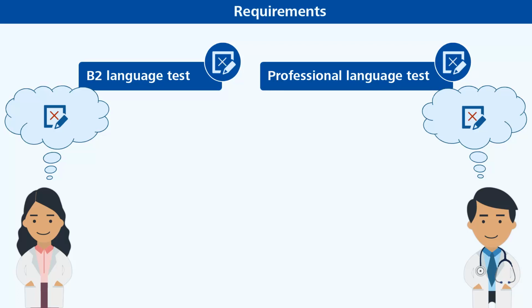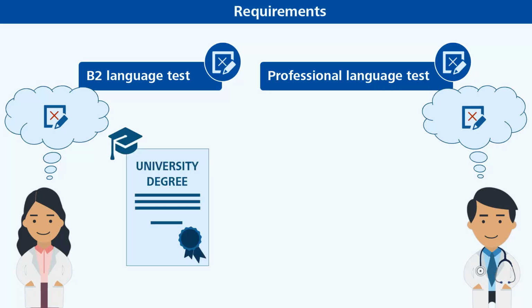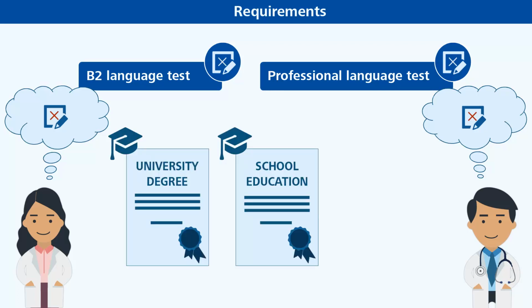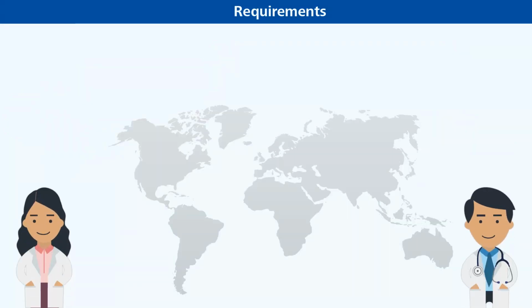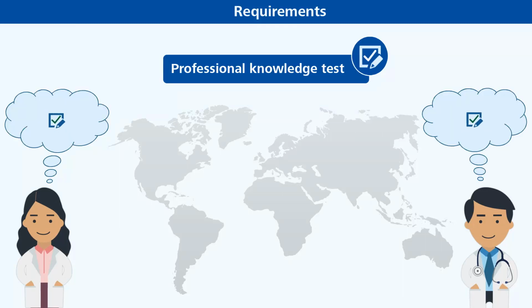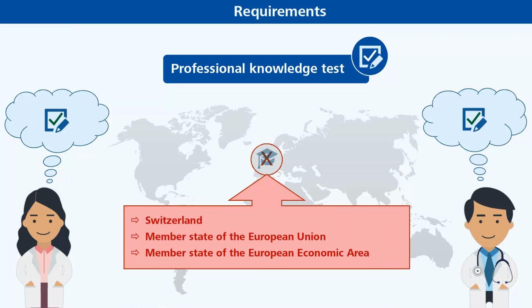You are generally exempt if you have completed a university degree, school education, or 3 years of vocational training in the German language. Additionally, you are required to take the professional knowledge test if you've studied in a non-member state. This means that you didn't study in Switzerland, in a member state of the European Union, or in a member state of the European Economic Area.